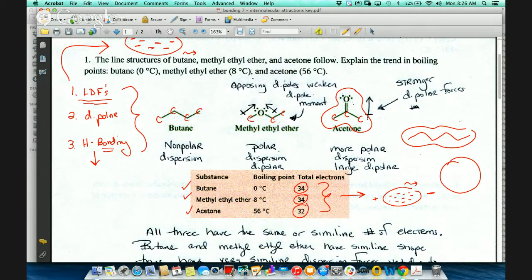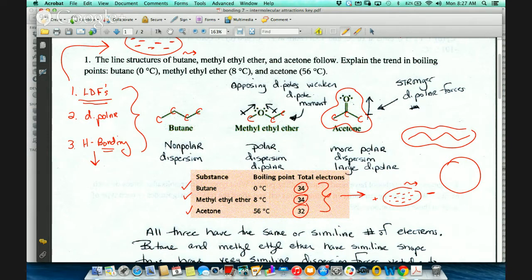This rounded shape doesn't give a nice place to make a strong negative. When you're a longer molecule, you can. So this is less polarizable. However, the question states, explain the trend in boiling points between butane, methyl ethyl ether, and acetone. Very clearly, they all have London dispersion forces. Probably acetone has weaker, but methyl ethyl ether, because of this oxygen, creates a polar molecule.